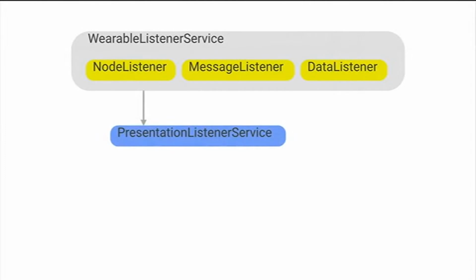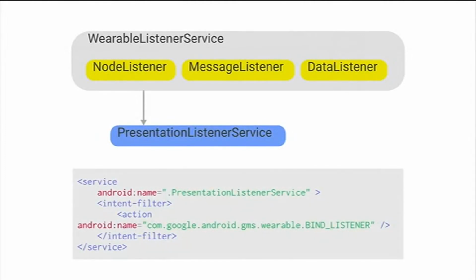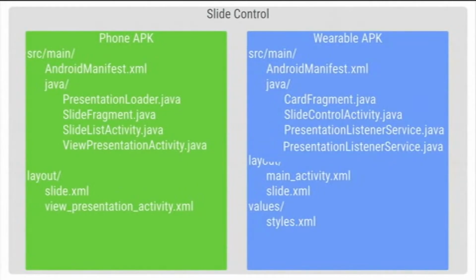So I've subclassed this here in a presentation listener service, and I just insert that into my Android manifest. By doing so, the Google Play Services APK is going to manage the life cycle of this service for me, so it's not always running and consuming resources, precious resources, on my wearable. Let's go over here to presentation listener service.